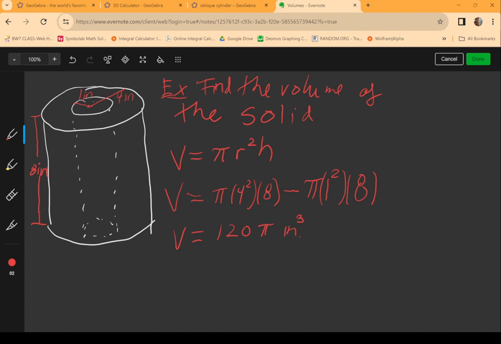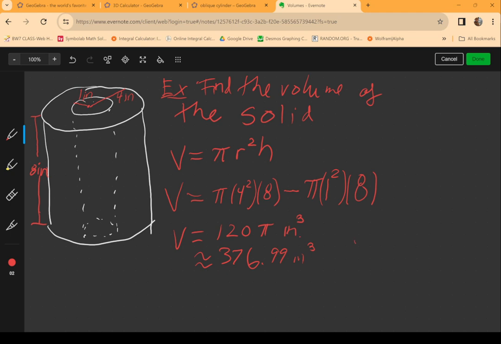Okay, and again, if we're asked for a decimal approximation, we can always just plug in pi in our calculator. And actually, let me use the approximation, since I will be rounding. As soon as you cut off any decimals, what you have is a rounded value. So if I round to 2 decimal places, it's 376.99 inches cubed. Okay, and that's how you would find the volume of a solid like that.